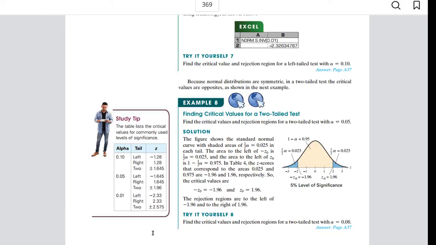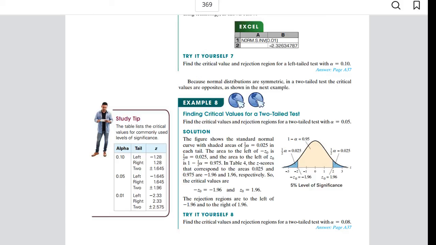And so we have an alpha of 0.01. I'm doing a left tail because, is it a left tail? Let me look at my thing again. Yes, it is a left tail. And so I want a Z critical of negative 2.33.